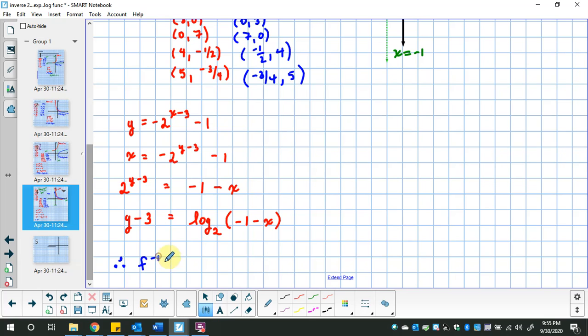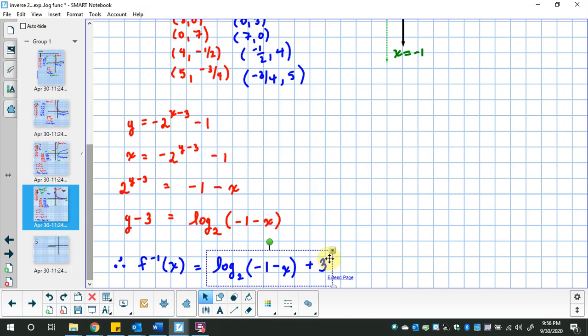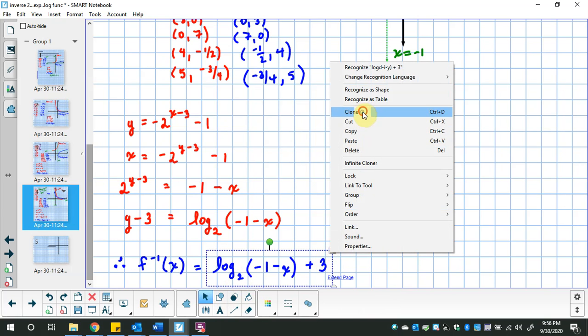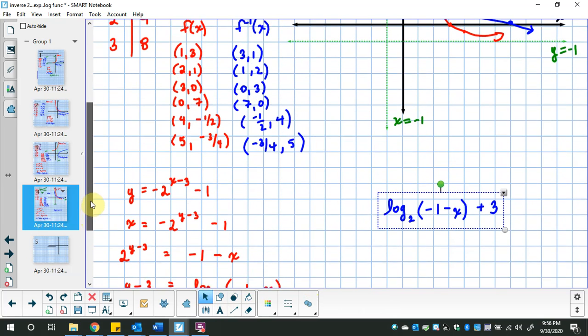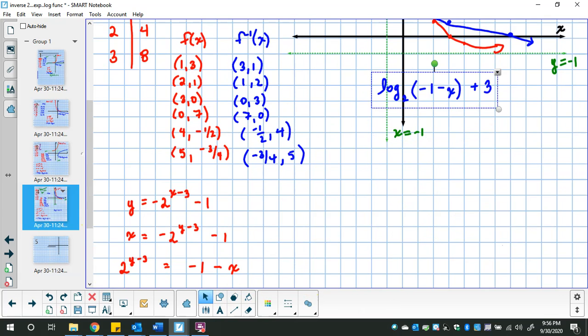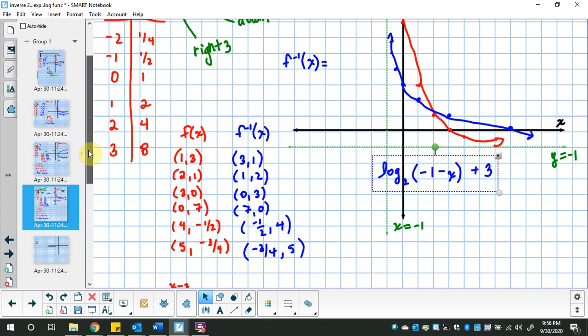So I'm going to save myself a line and maybe a hand cramp. So what's there originally, and then I have to pull the 3 over, and it reverses from a subtract 3 to an add 3. And this stuff right here, oh yes, I have the technology, just not the neatness.